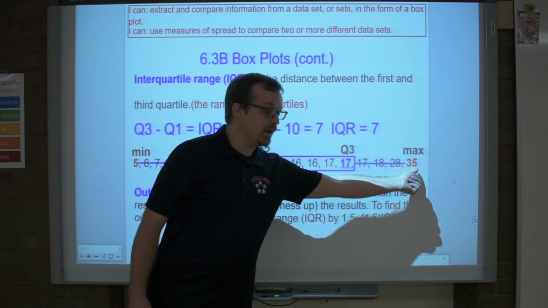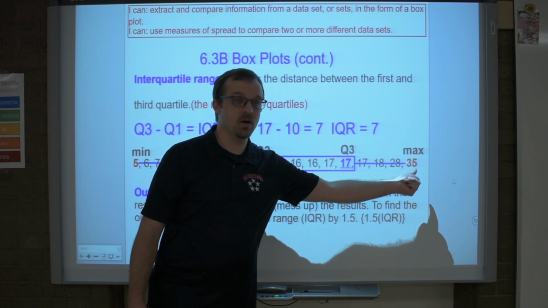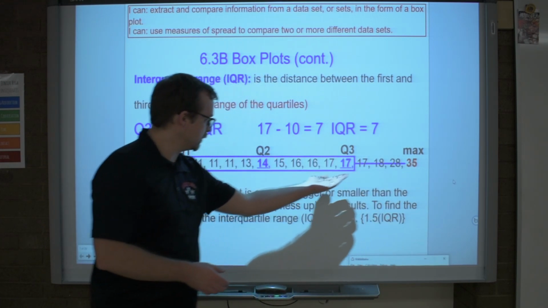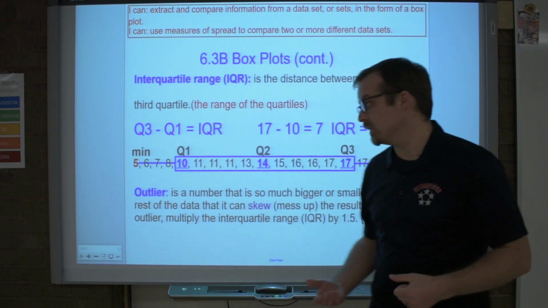In this case, we have an outlier, or at least what looks like an outlier is 35. It looks like it's really far and away from the rest of our group of data here. So let's take a look on the next slide at how to calculate that.